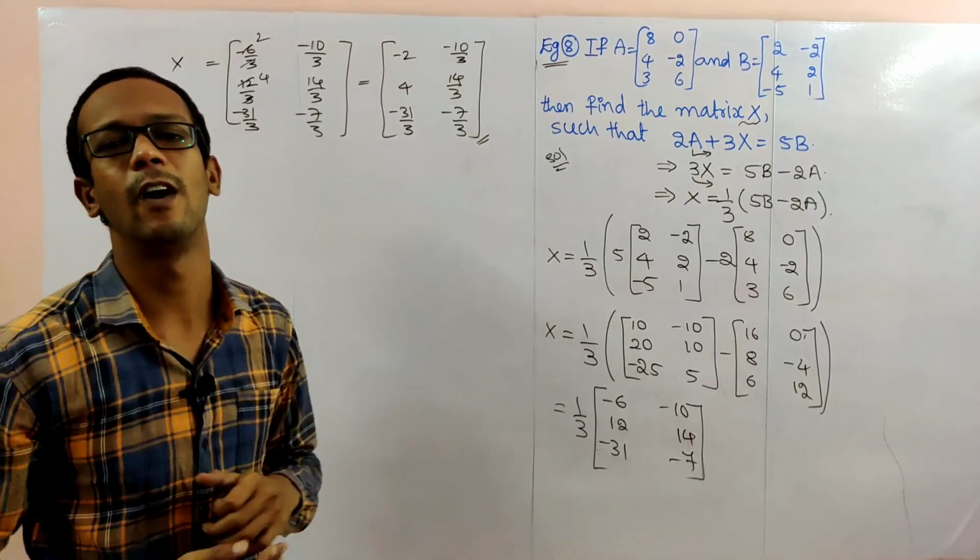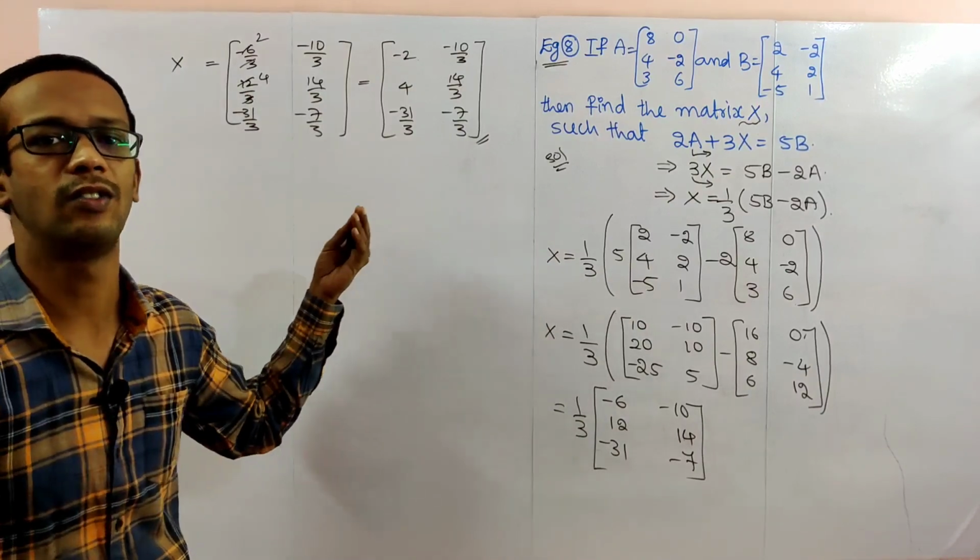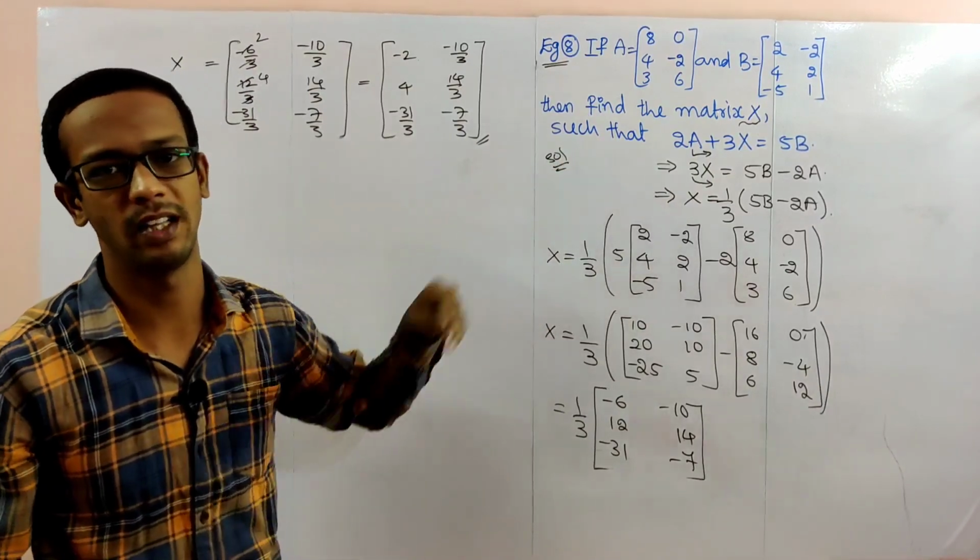So this is the way of finding the matrix. When two matrices are known, if you want to find one more matrix, we have to find it by the equation method.